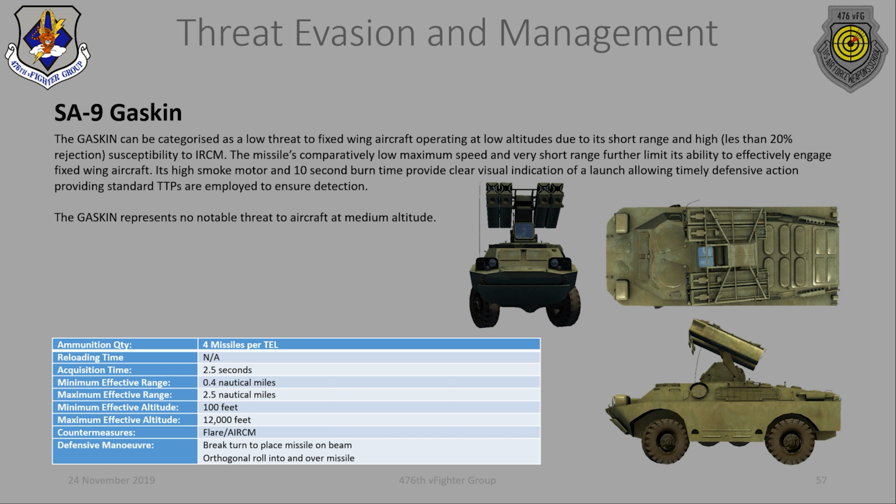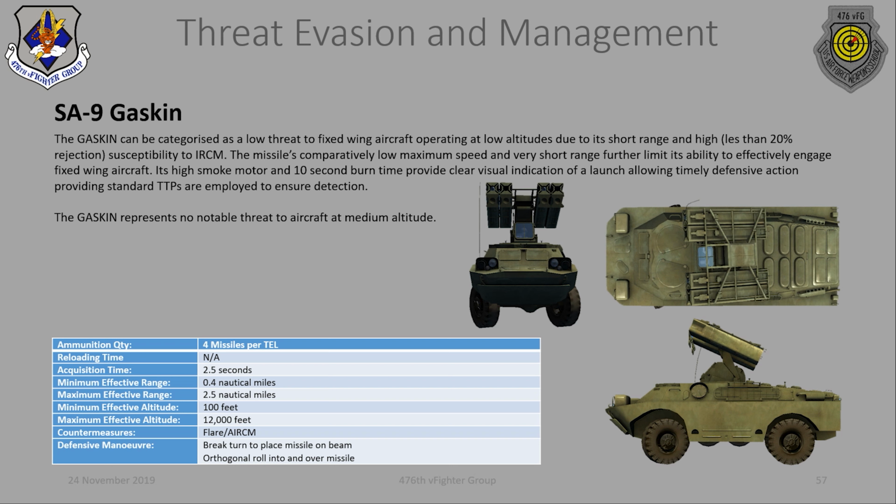SA-9, to be honest, it's more of an annoyance than a real threat. Very high smoke motor with a 10-second burn time. You're going to see it coming long in advance, unless you're flying around looking at your MFDs all day at low level. To be honest with you, you can generally defeat it without flares. It's not that maneuverable. As long as you see it coming, you can break or orthogonal roll across the top of it or whatever relatively easily. If you kick some flares out, it's almost guaranteed to bite on them. It's sub 20% on the countermeasures rejection.